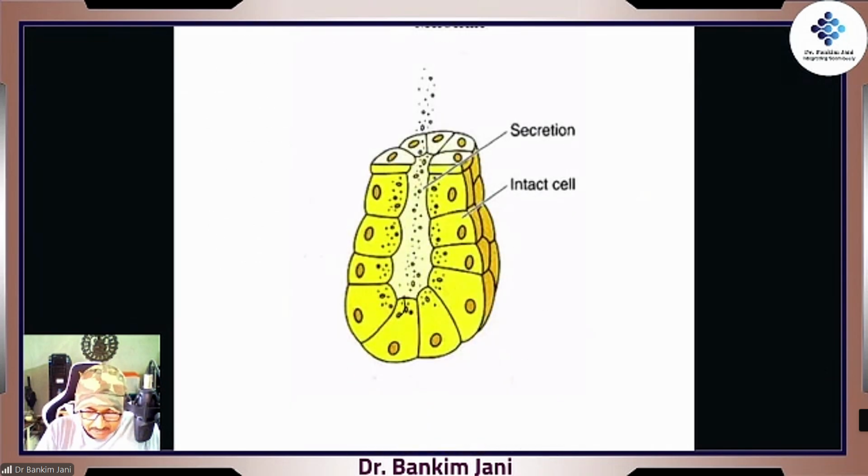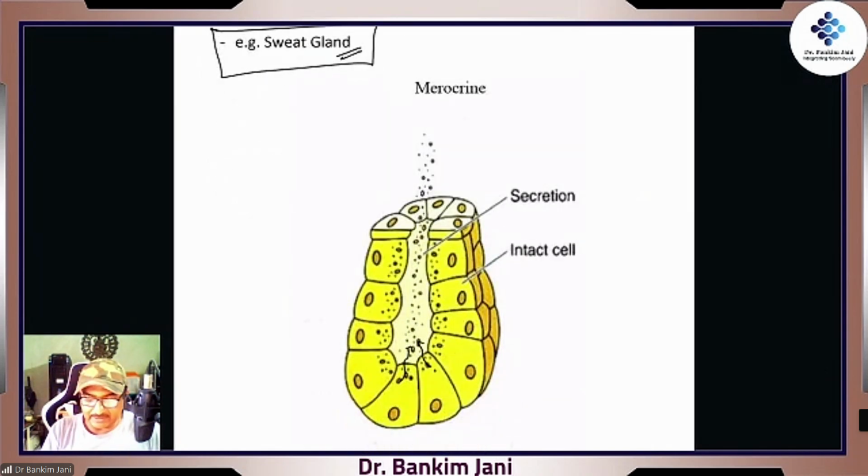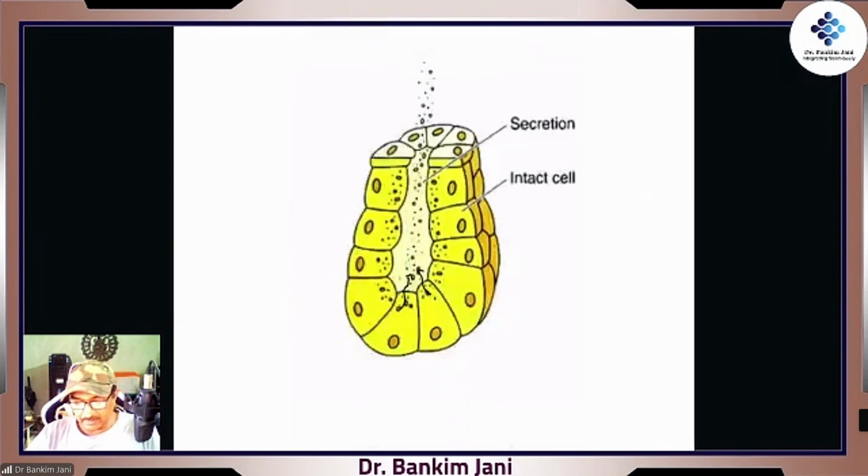Actually, the secretions will be coming out from the cell and they'll be going into the lumen, the sweat gland lumen. Right? So the sweat glands are basically merocrine glands. That means the gland itself will not be affected. No part of the gland will be destroyed. Right? And they can keep on secreting. So the best example is the sweat gland. And this is how the sweat keeps on coming up.